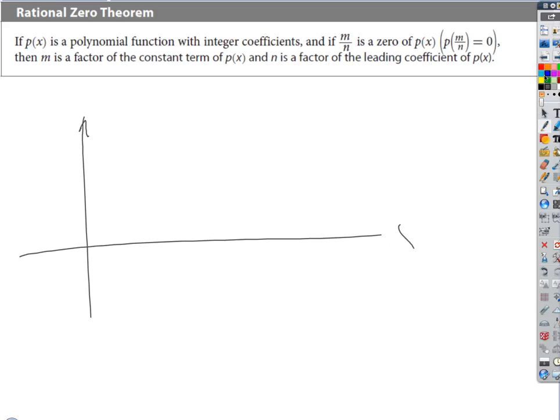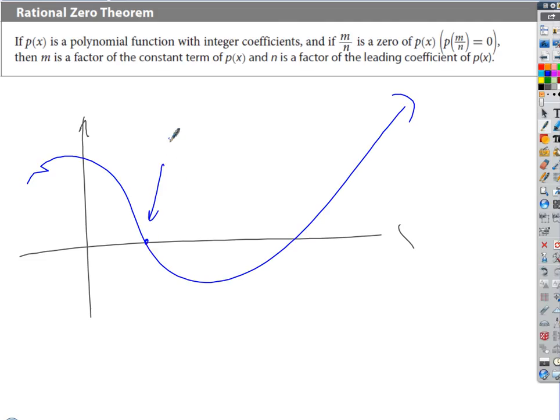So here's my function, and let's say m over n is like 2/3. So that's at x equals 2/3. And if this is p of x, then doesn't p of 2/3 have to be 0? Why? Somebody justify that. If that's an x-intercept, how come the function has to equal 0 then?